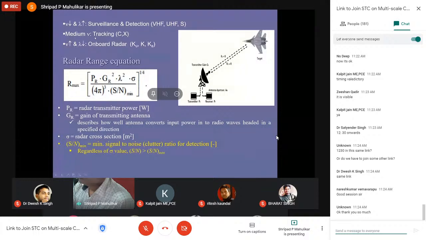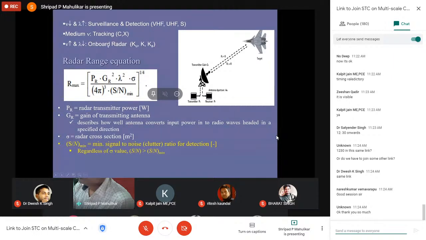So as I have already mentioned, low frequency, high wavelength is used for surveillance and primarily for detection. So the bands are VHF, UHF, and S band, whereas the medium frequency bands are used for tracking, that is the C band and X band. And onboard radar, that is high frequency and short wavelength, is also mainly used for tracking purposes, in the Ku, K and Ka bands.